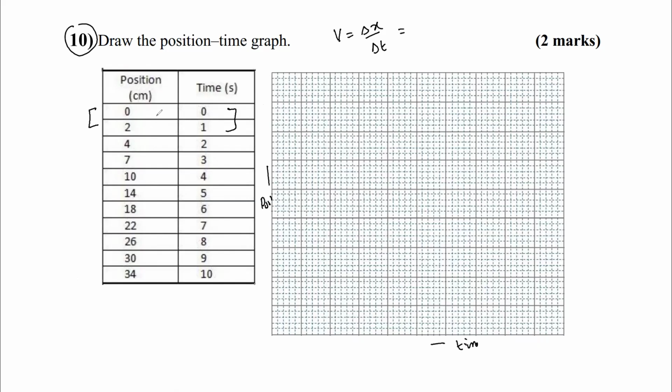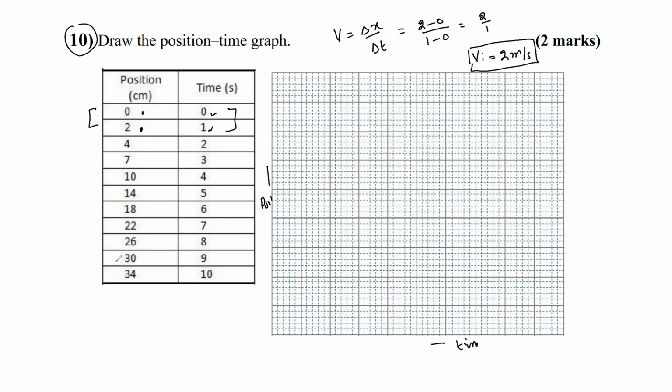For change in distance, the final distance is 2 and the initial distance is 0, so we take 2 minus 0. For the time, the final time is 1 and the initial time is 0, so we take 1 minus 0. So our initial velocity is 2 divided by 1, which is equal to 2 meter per second. This is the method to find the initial velocity.